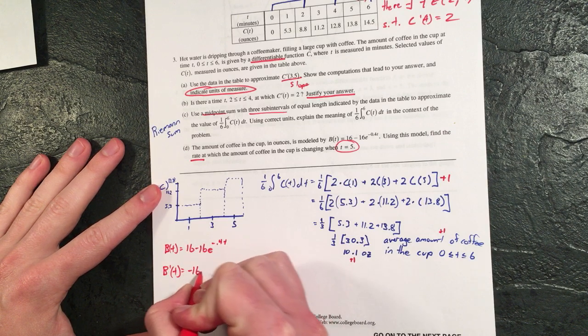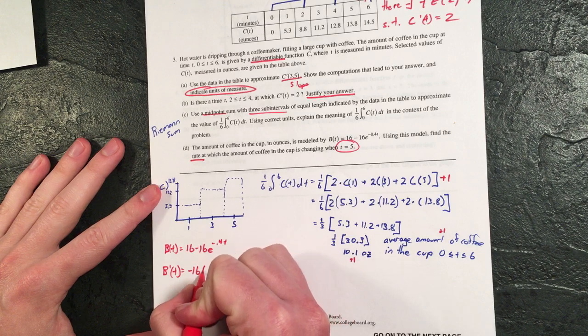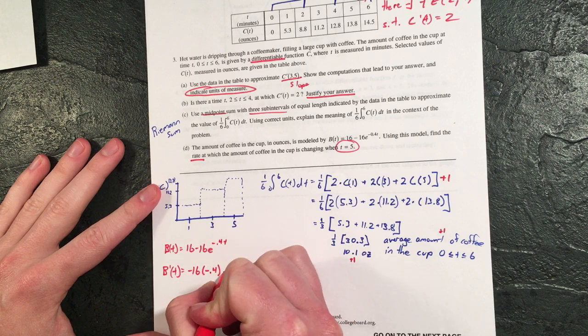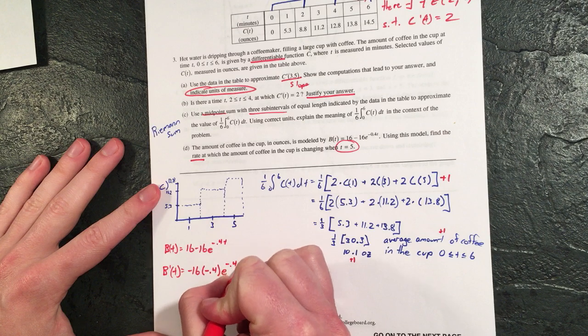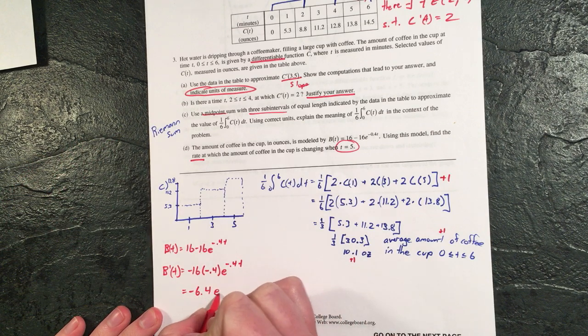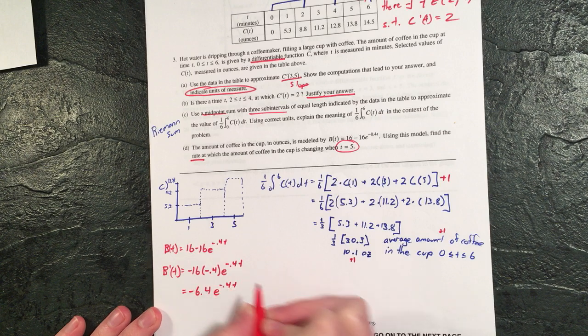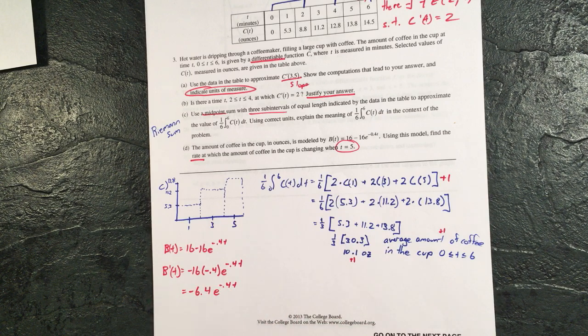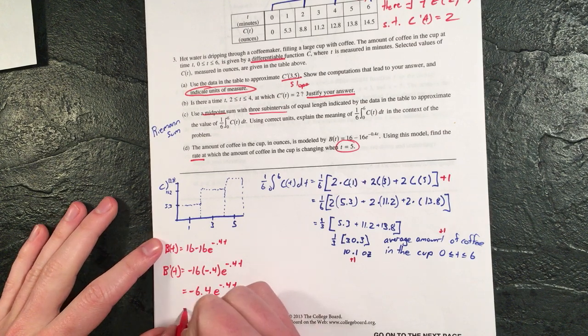So that's a -16 derivative with this e. We're multiplying by -0.4, e to the -0.4t. Multiplying those, that's -6.4, e to the -0.4t. That's the general equation, but they wanted it at 5, so we have to put 5 in there.